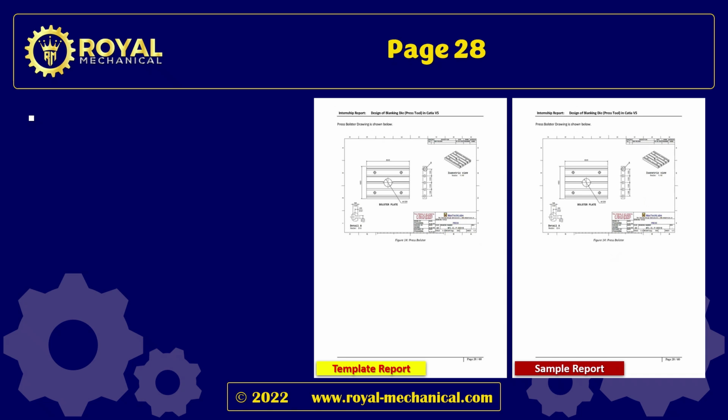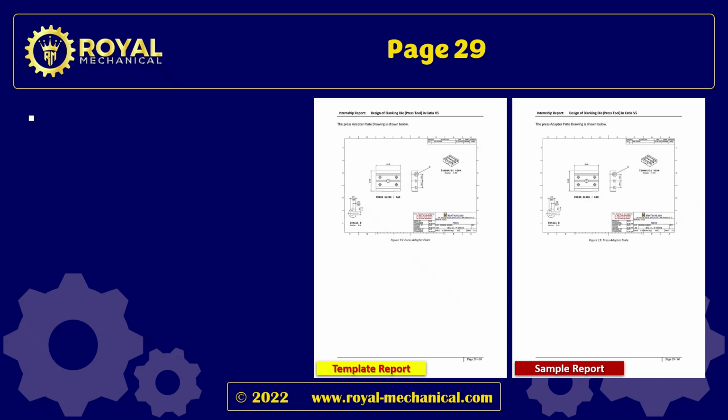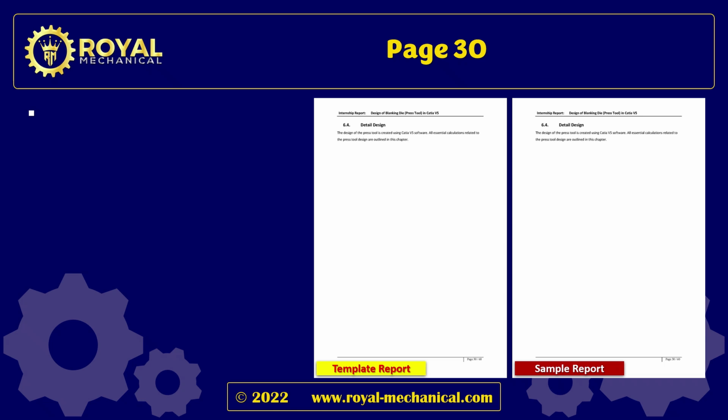Page 28 is the drawing of press bolster drawing. You don't have to change anything on this page. Page 29 is the drawing of the press adapter plate. You don't have to change anything on this page. Page 30 is a brief introduction to detail design. You don't have to change anything on this page.